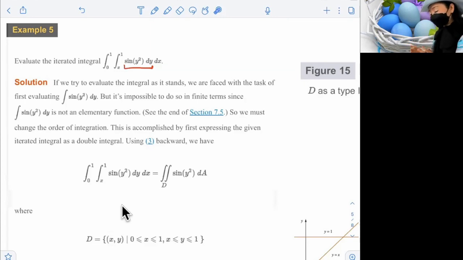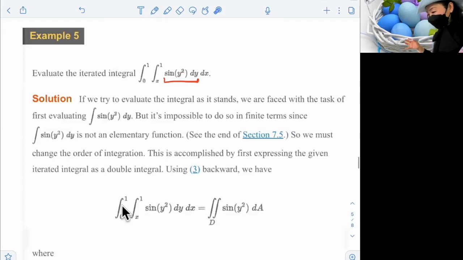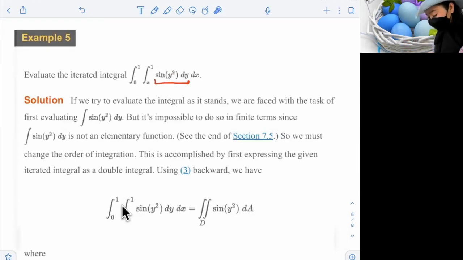So what can we do? If you encounter some double integral like this, where the inner integral will be hard to evaluate, then you can consider changing the order of integration. How do we change the order of integration?